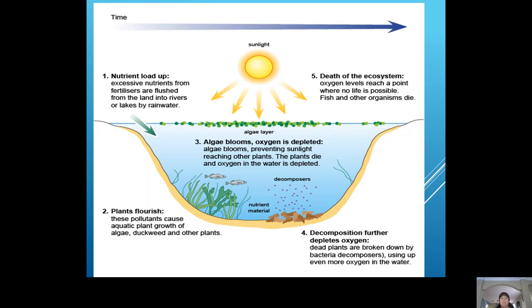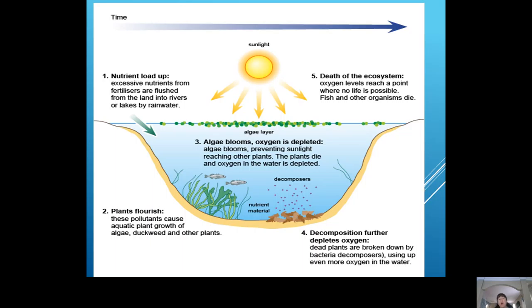A couple things happen. First, if you have an algae layer, you don't get any sunlight penetrating the ocean or the lakes or the water, and so it prevents sunlight from reaching the plants, so you can't have any photosynthesis, and so the plants die. And then once the plants start to die, the fish start to die, everything starts to die because you have an unhealthy ecosystem. And then all the decomposers take over and use oxygen to break down organic matter. As those decomposers are breaking down organic matter, they're sucking out whatever oxygen is left in the ocean or that lake or that stream.